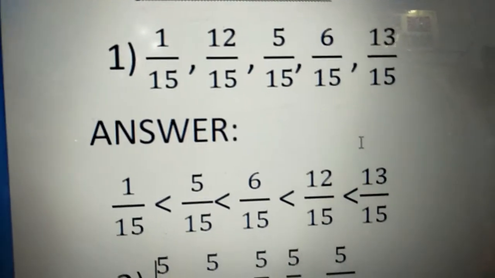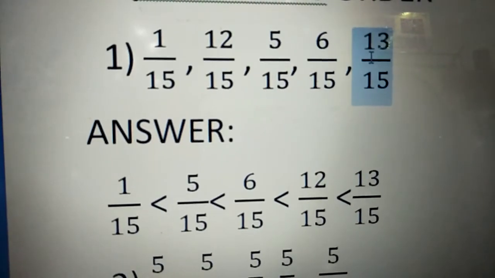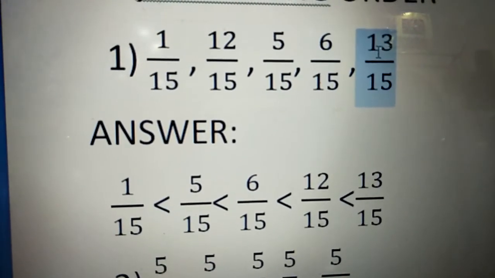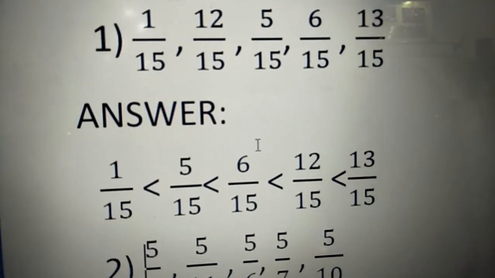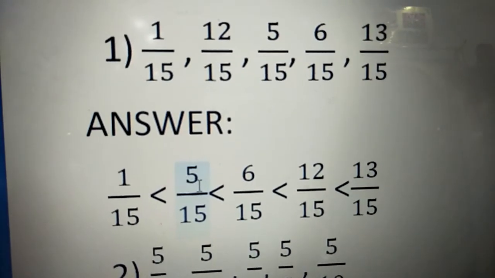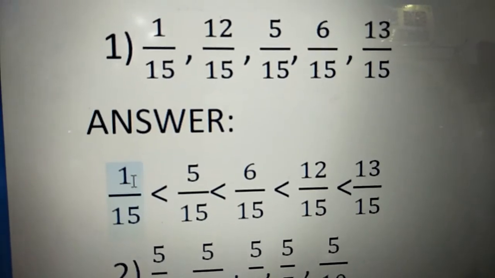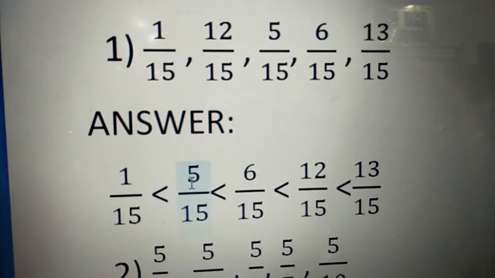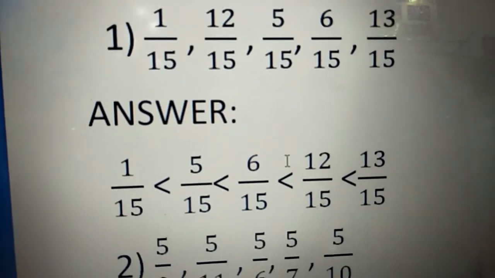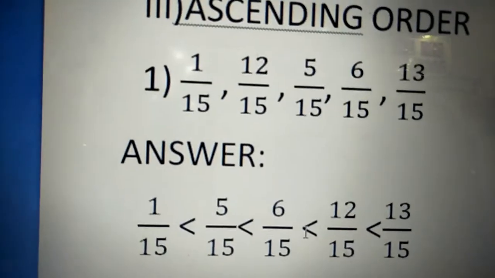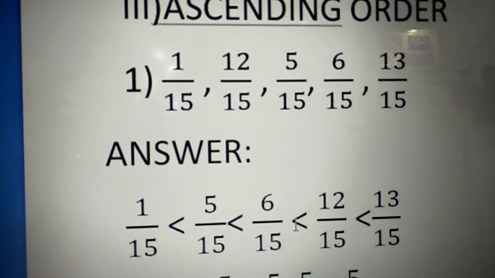At last the greater number. So small to greater, last greater number is 13 divided by 15. Now you check all in correct order, 1, 5, 6, 12 and 13. So ascending means smaller to bigger is correct. So our answer is correct.